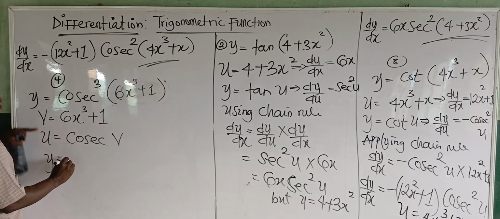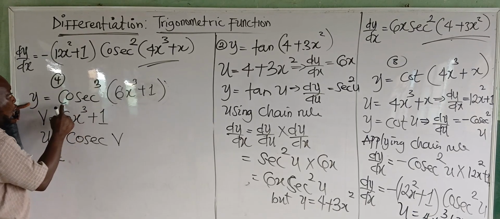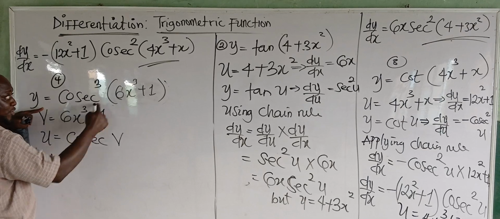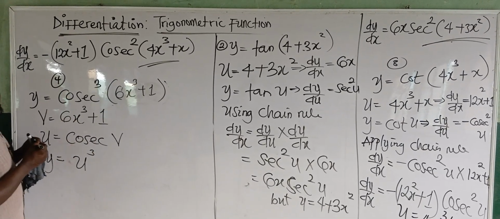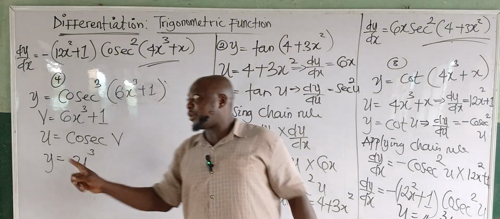So y therefore becomes always y is equal to u. So all these ones now, we already say all this one is u. Look at this one now. All is u. So we just say u raised to the power of 3. So this is how you break this down. So it's very important to learn this.